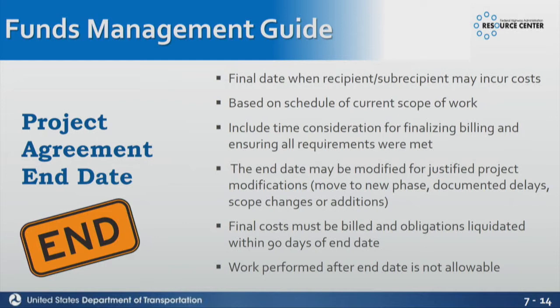So you can either ask for an extension to the 90 days or you can ask for an extension to the end date. But if you're asking for an extension on the end date, it has to be based on the contract schedule or the project needs to be extended. You still need to incur costs, that kind of stuff. So you have to kind of weigh which one you're going to actually ask for an extension on. Final costs must be billed and obligations liquidated within 90 days. Just talked about that. You can ask for an extension to that as well. And work performed after the end date is not allowable.